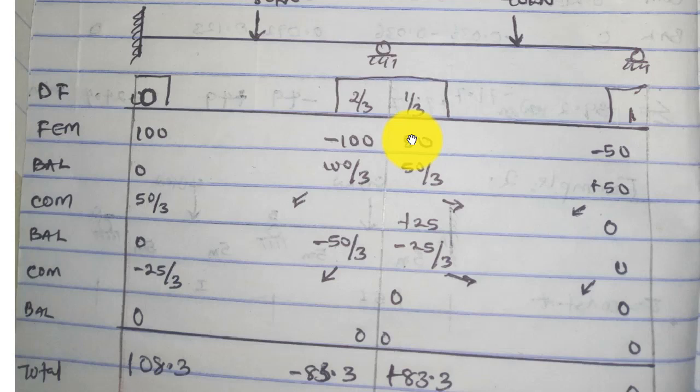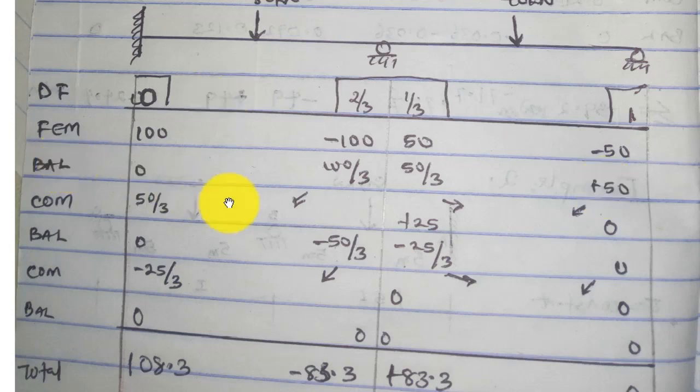So when I change the sign of minus 50, it will become plus 50. So plus 50 multiplied by 2 over 3, you have 100 over 3. Plus 50 when you multiply by 1 over 3, you also have 50 over 3. So this side as well, minus 50. When you change the sign of minus 50, you have plus 50. Plus 50 times 1, you have plus 50.